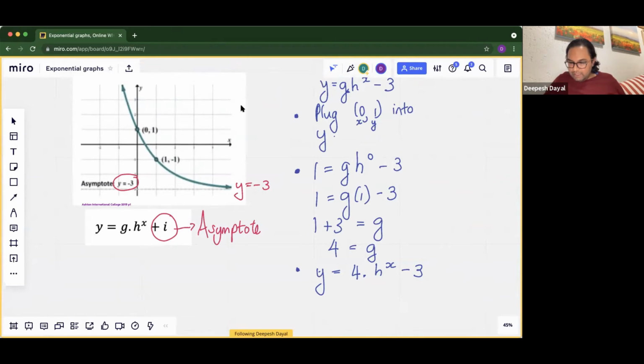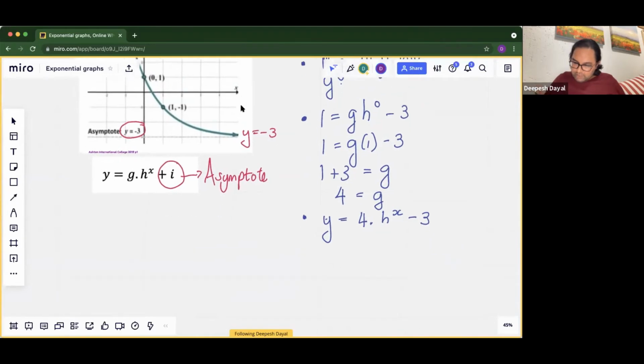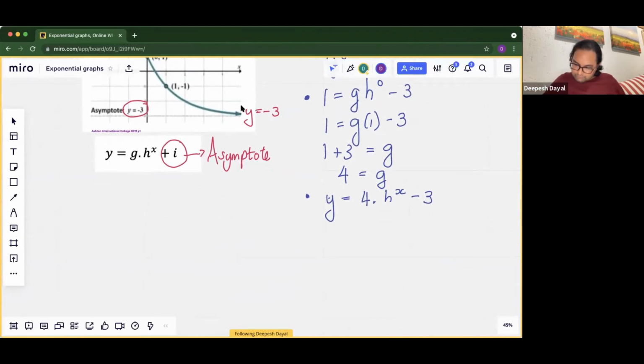So we're going to plug in 1 in the place of X and minus 1 in the place of Y. So we now plug in 1 and minus 1. So it's minus 1 equals 4 H to the power 1 minus 3. Okay. So what will we find then for H? Now we need to solve for H.